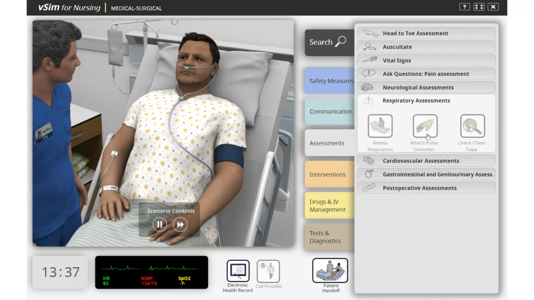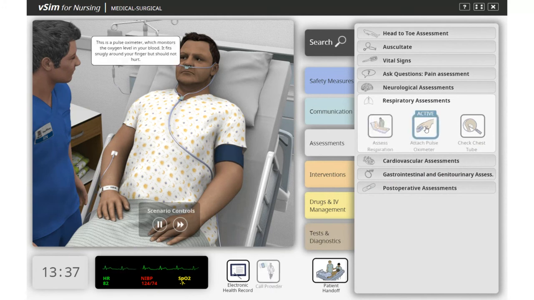Okay, and we know that he's got oxygen and we need to be maintaining his O2 above 92. This is a pulse oximeter, which monitors the oxygen level in your blood. It fits snugly around your finger, but should not hurt.